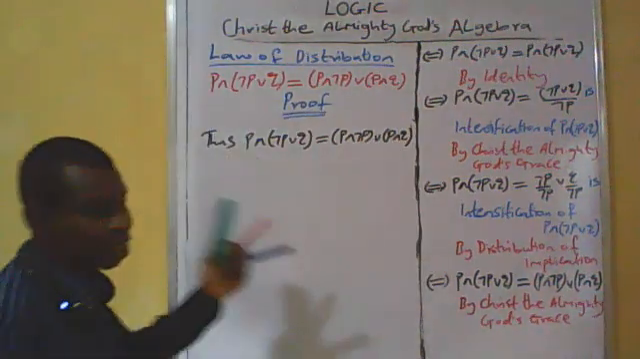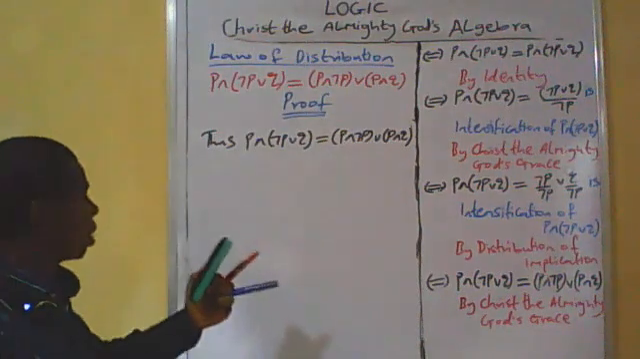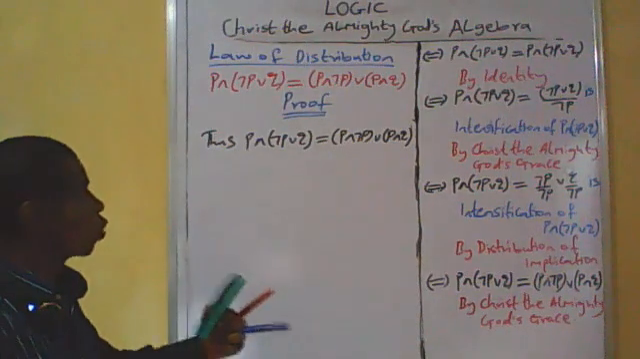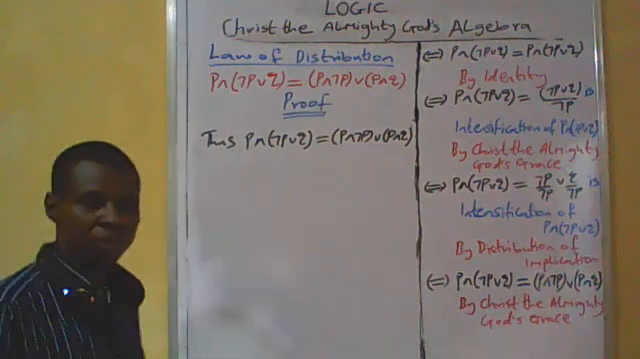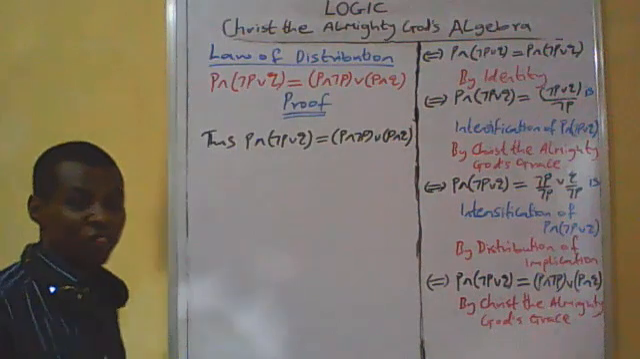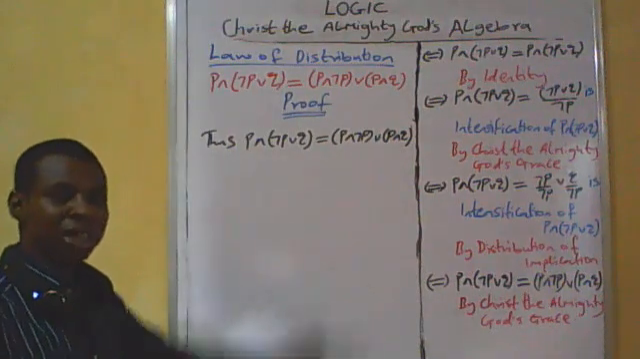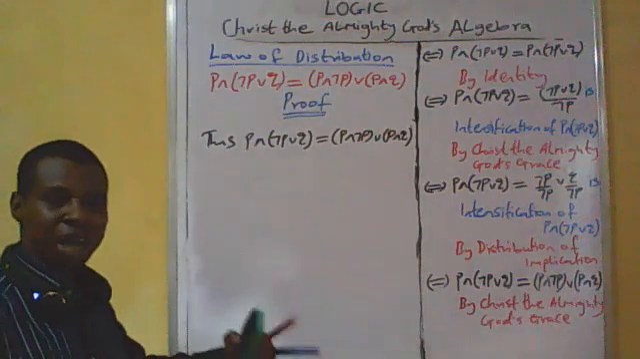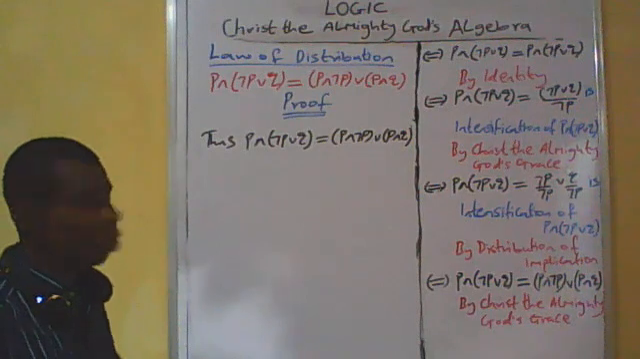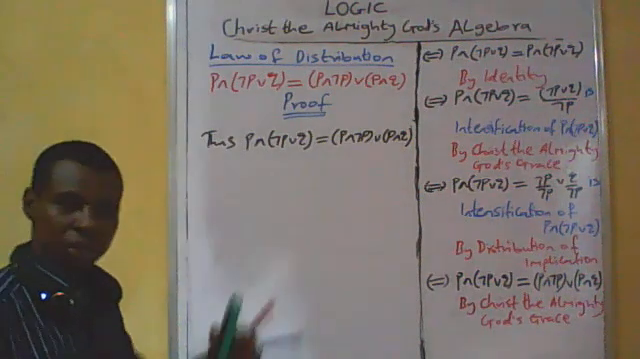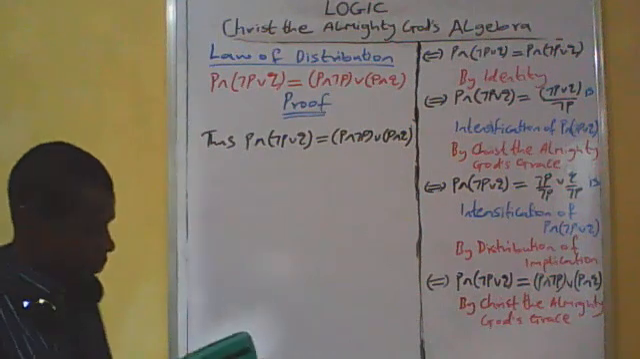So I now prove the hypothesis, our assumption that P and (not P or Q) is equal to (P and not P) or (P and Q). I proved the assumption. Now I'm going to prove the converse, so that we then establish by the principle of extensionality that P and (not P or Q) is equal to (P and not P) or (P and Q). This is the law of distribution over a conjunctive statement.